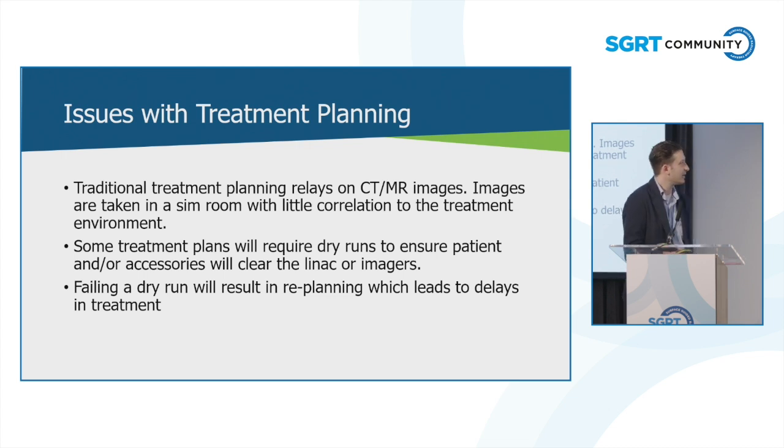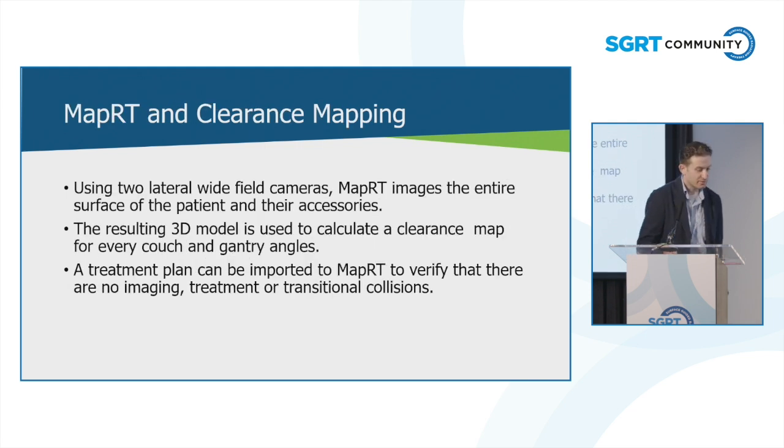treatment in some cases. So MapRT, as was mentioned before, uses 2 lateral wide field cameras. They image the entire surface of the patient and their accessories, and you get a 3D model that can be used to calculate the clearance map for every couch and gantry angle. After calculation, a treatment plan can be imported back into MapRT to verify that all the couch and gantry angles that you picked will clear, and you basically do a virtual dry run and remove all doubts about rotational or translational collisions.